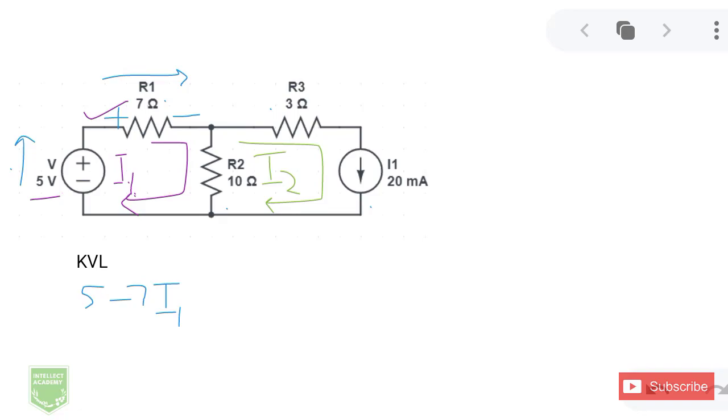Then comes the 10 ohm resistor, and for this I need to draw it separately. For the 10 ohm resistor, you can see that both the currents I1 and I2 are flowing through it. If you look back at the original circuit, you will see that a current that must have left the 5-volt battery entered the 7 ohm resistor, and then hit this node over here and divided into 2 parts. So the 10 ohm resistor has a current that is flowing downwards.